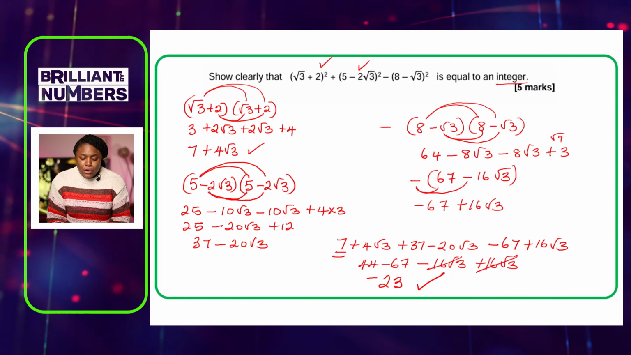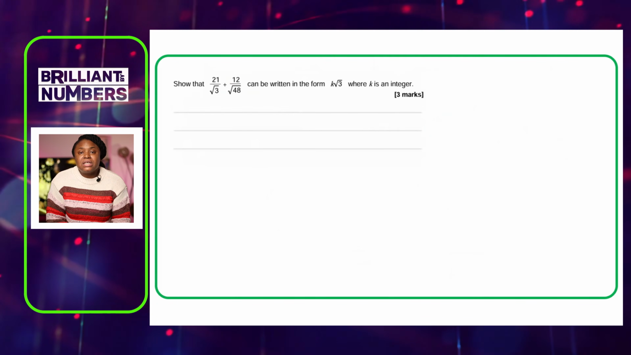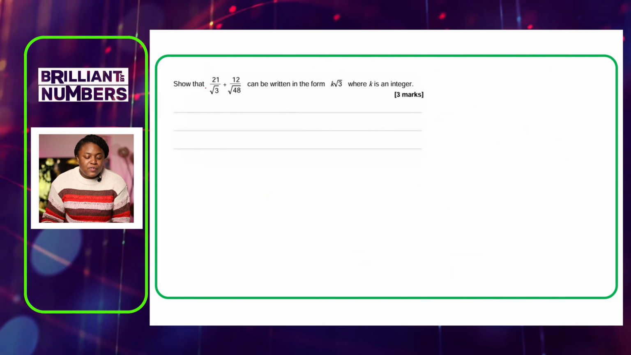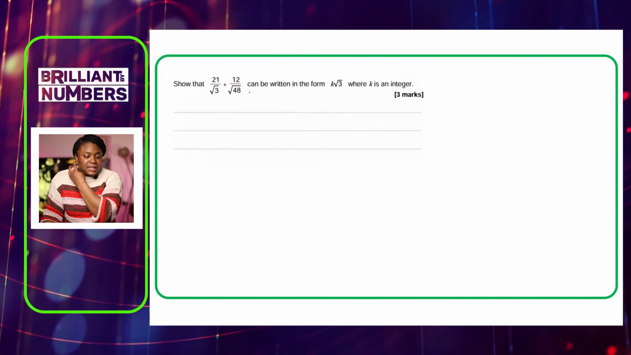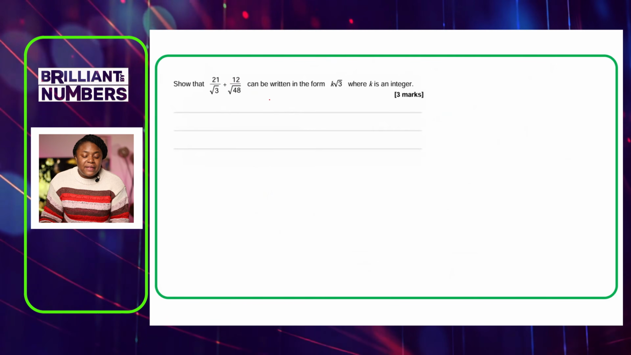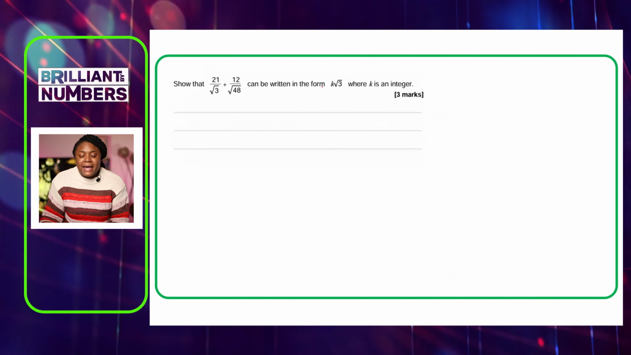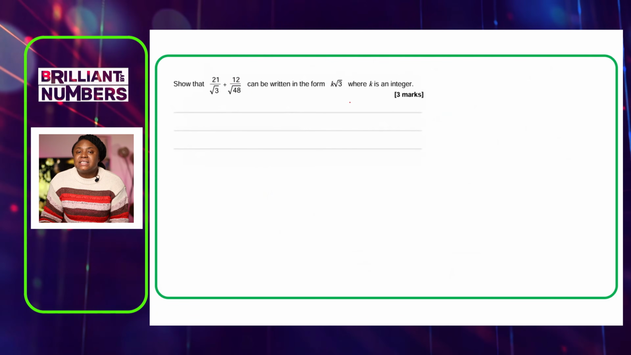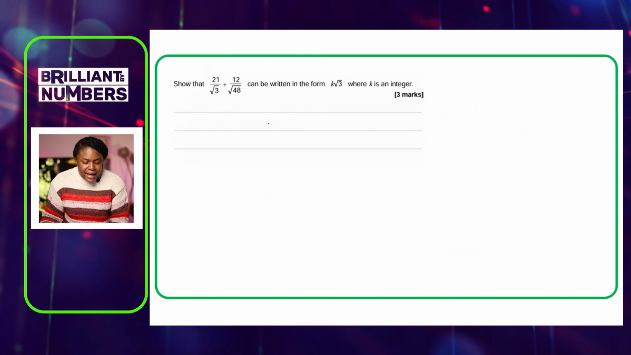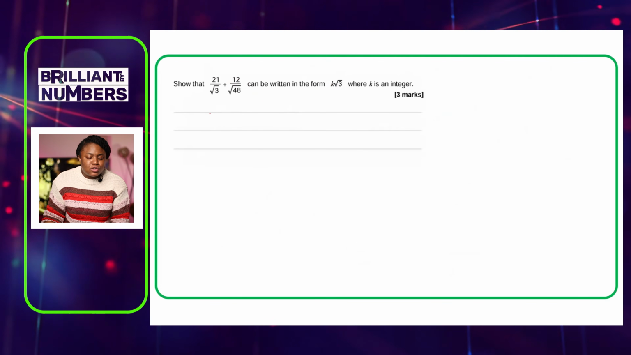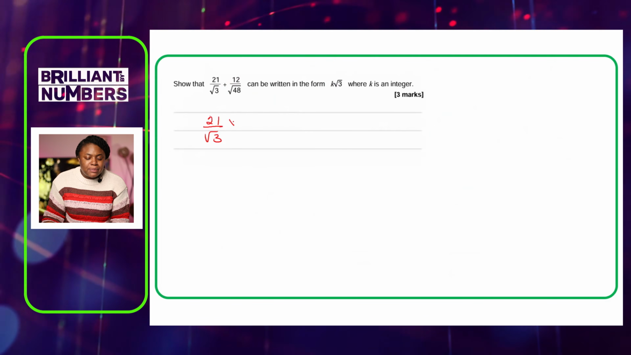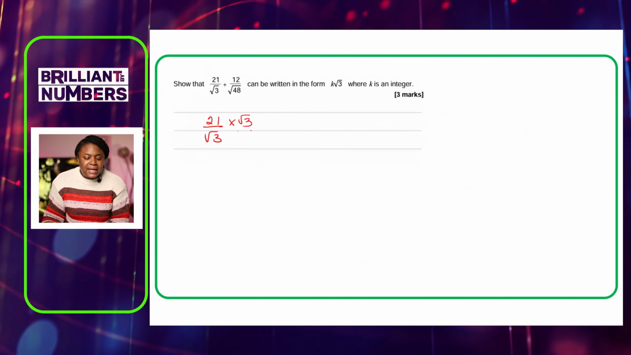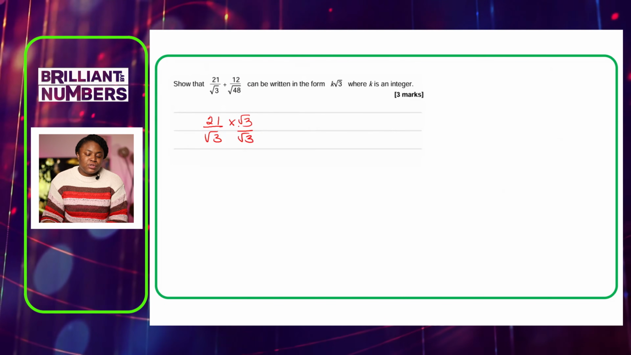Okay, so we're going to move on to the next question. So we've got 21 root 3 plus 12 divided by root 48, and we're asked to show that this can be written in the form k root 3, where k is an integer. So therefore, first of all, we're going to rationalize. So we have root 3 here. We need to multiply both numerator and denominator by root 3.